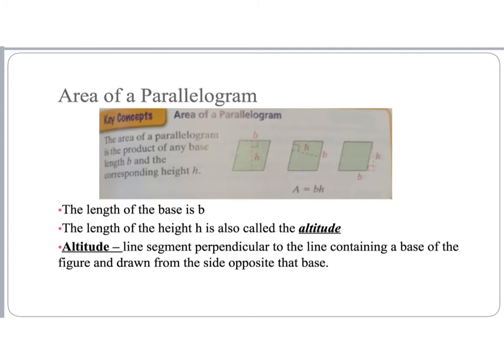And altitude is defined as the line segment that's perpendicular, which means it forms a 90-degree angle, to the line containing a base of the figure, and it's drawn from the opposite base. So notice that the height goes from one base to the other, and it's always going to be perpendicular on one of them. And then when we find the area of a parallelogram, we are looking at area equals base times height. So very similar to that of a rectangle.